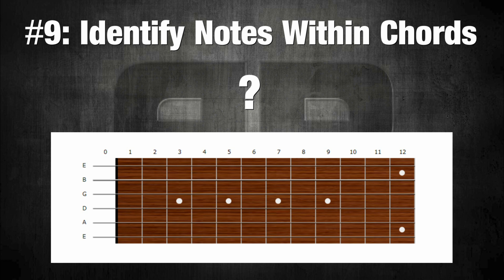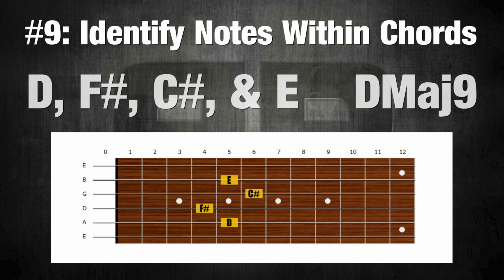And the answer is, D, F sharp, C sharp, and E. This is one of my favorite chords. It's essentially a D major 9 chord, but without the 5th interval in there.